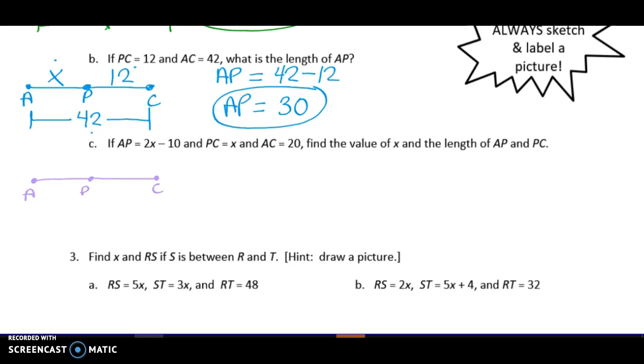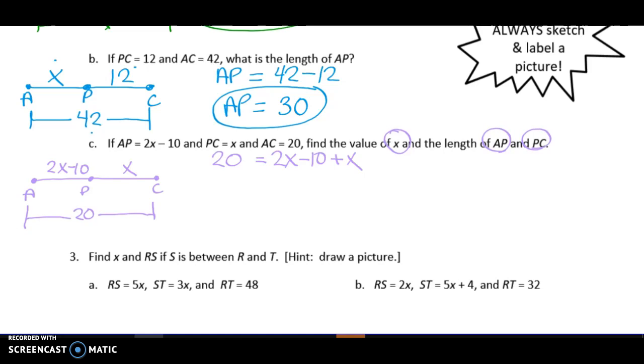Alright, so AP is 2x minus 10. PC is x. AC is 20. So my whole thing is equal to the sum of the parts. Noticing, what do I need to find? I need to find x, but then I need to go back and find AP and PC.